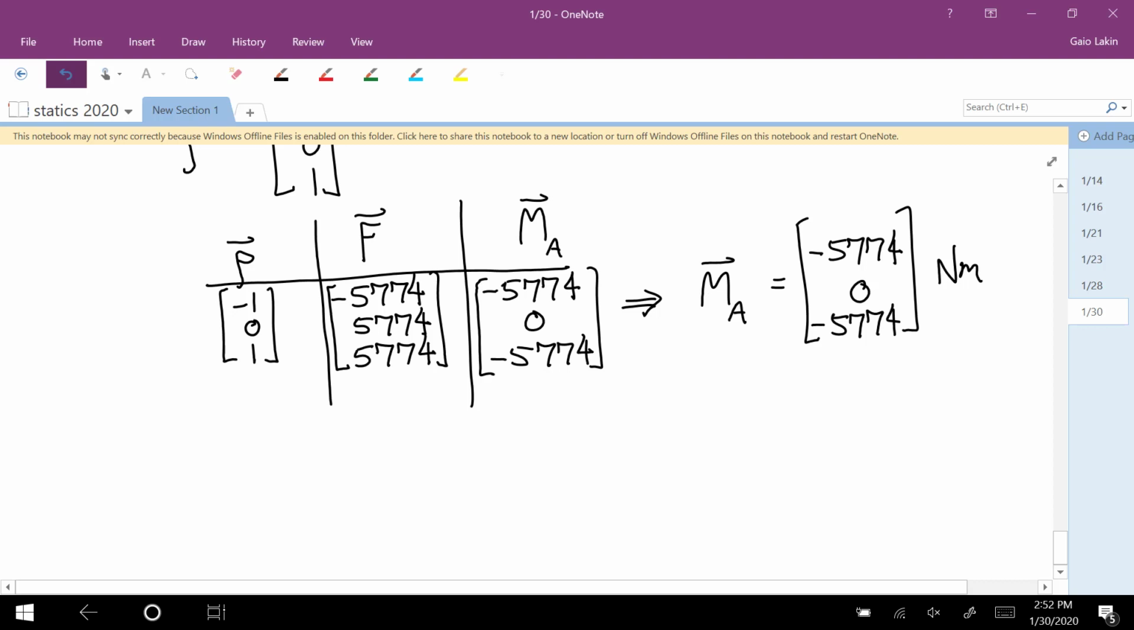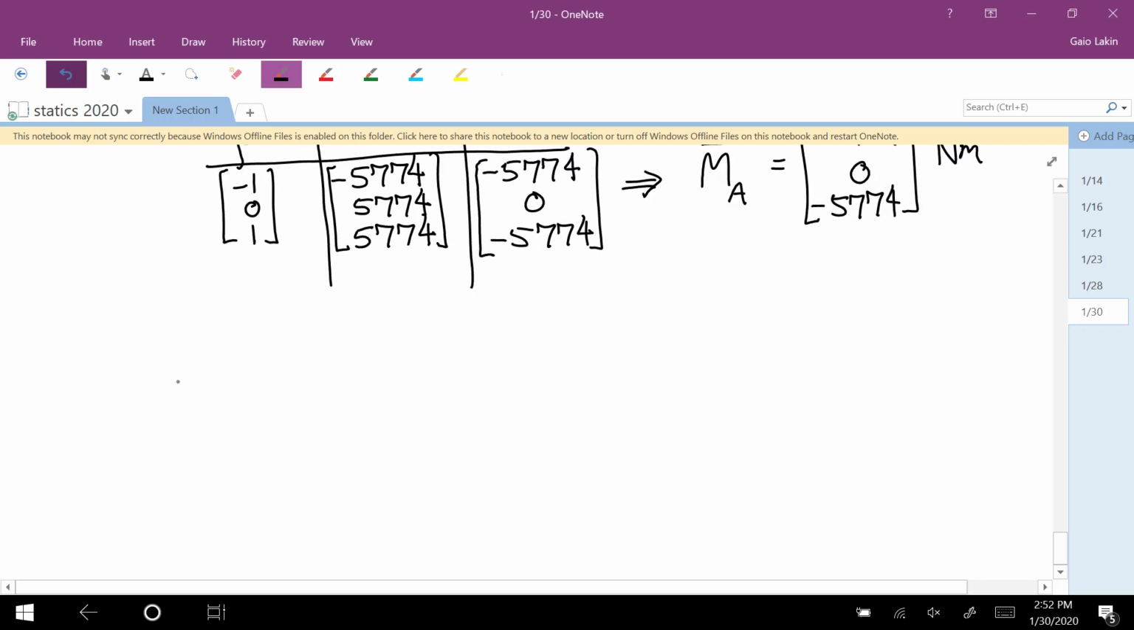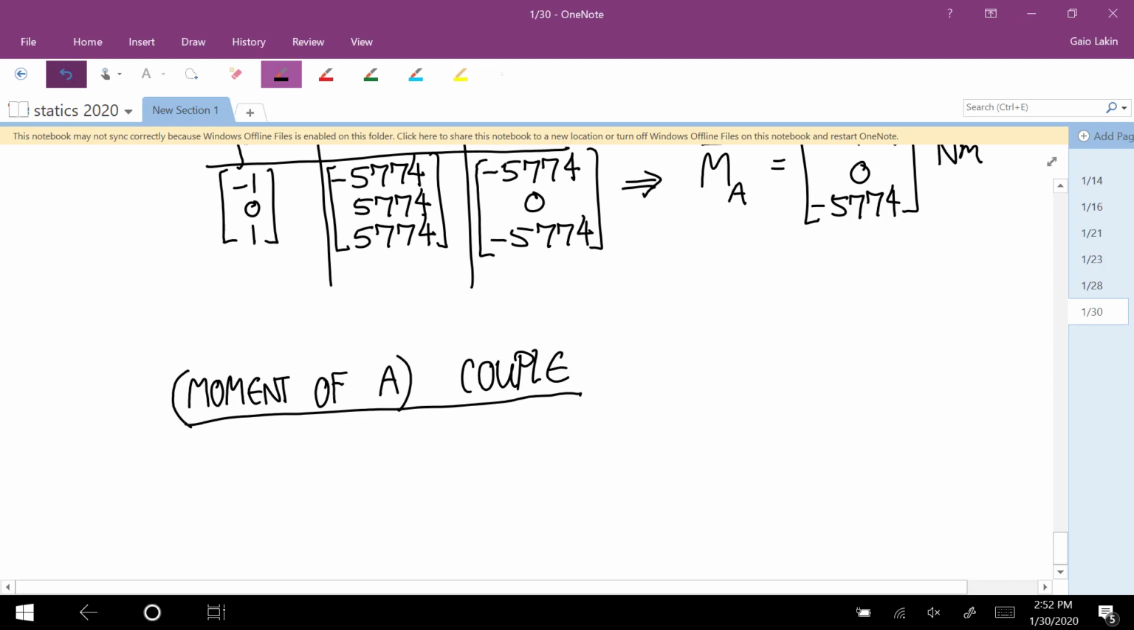What if I chose a different about point? Would I get the same answer or a different answer? Different answer. Okay, so now the next thing that I want to talk about is the one case where moments don't depend on the about point. And that is called the moment of a couple. People normally just call it a couple. But really what we're calculating is the moment produced by a couple.